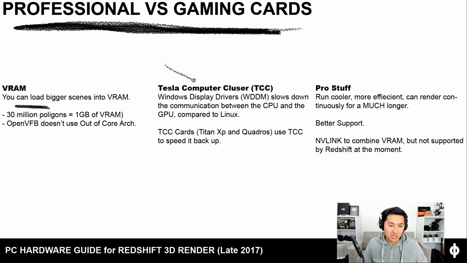Next is the Tesla Compute Cluster, which I never heard of before. This is the TCC, and apparently the Windows display drivers, I'm just reading this basically, slow down the communication between the CPU and the GPU. So it makes the GPU's performance less than its full capacity, I guess, compared to Linux. But if you're using the professional cards like the GP100, I think the Titan XP second generation as well, and the P6000, any of these really high-end workstation cards, they have something called Tesla Compute Cluster, TCC basically, and this allows you to bypass the WDDM, and it's much, much faster. You get better performance out of your graphics card. So that's something that I didn't know. I read that in their white papers.